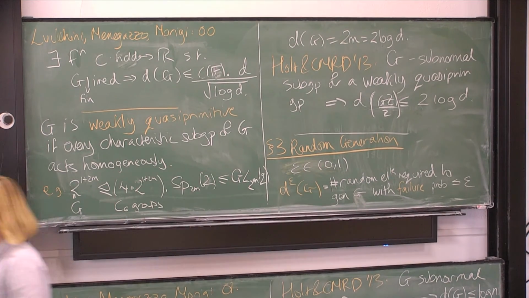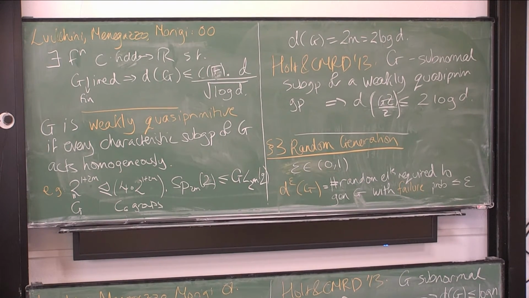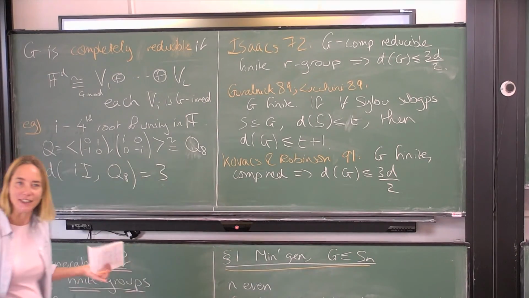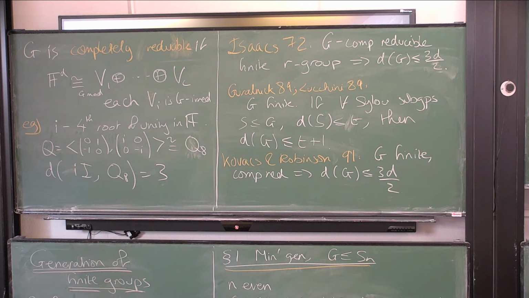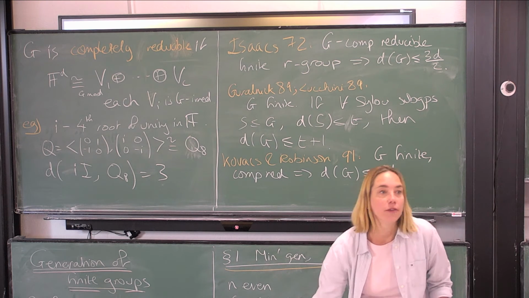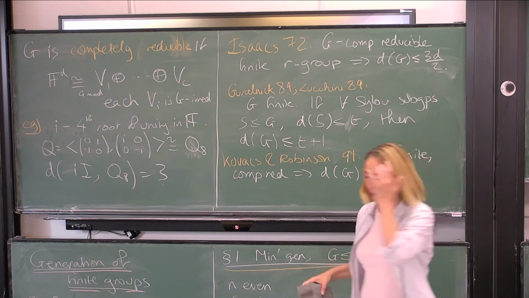So say I want my algorithm to work with probability at least 1 minus 1 over 2 to the 10. How many random elements do I need so that the failure probability is at most 1 over 2 to the 10? So by random, I, as ever, mean uniform, independent, all of those nice things.